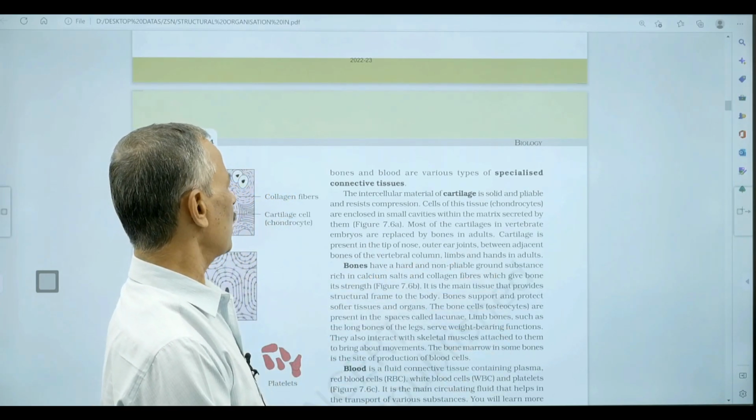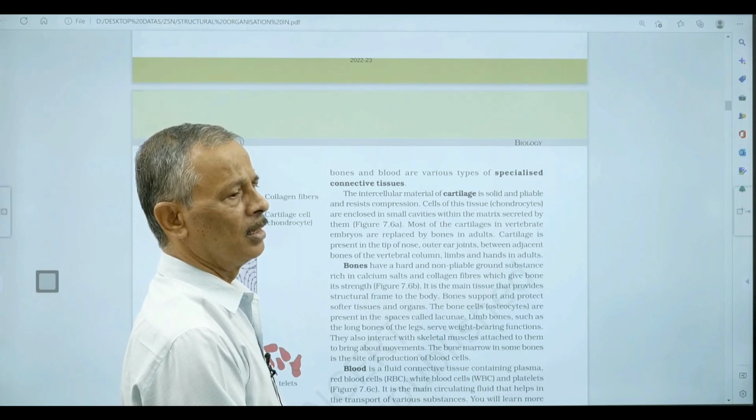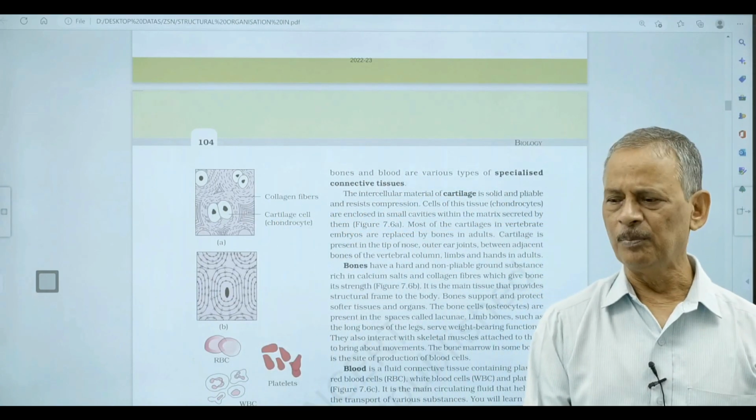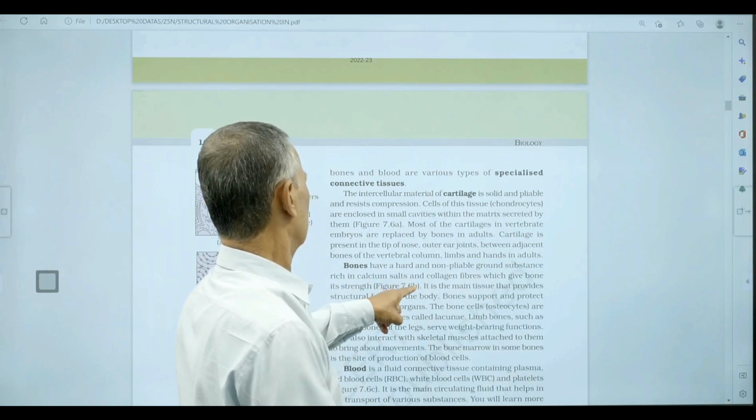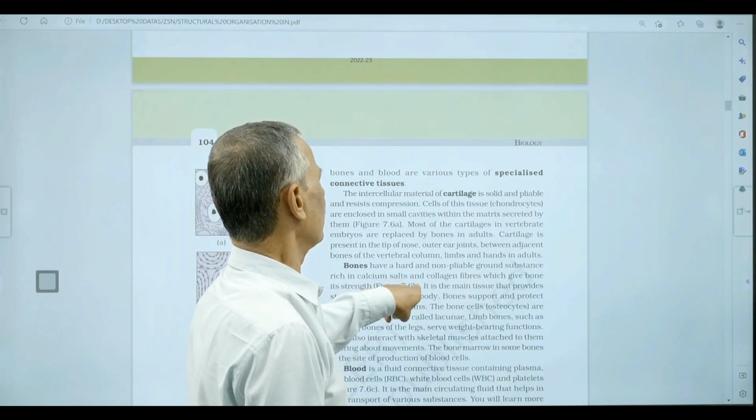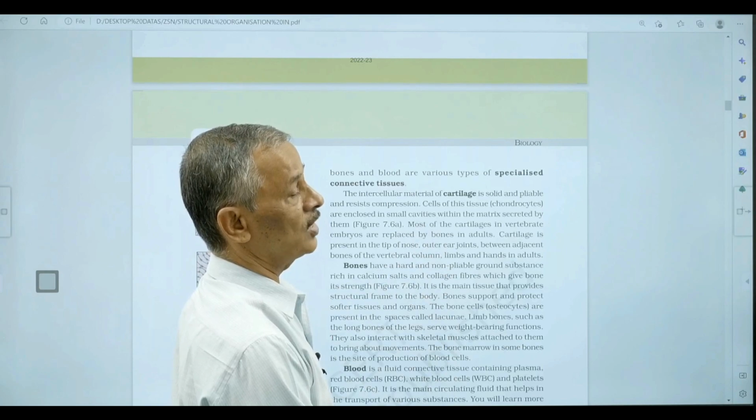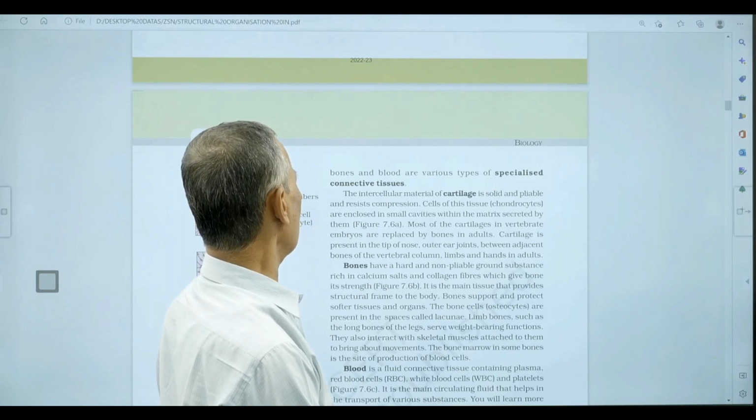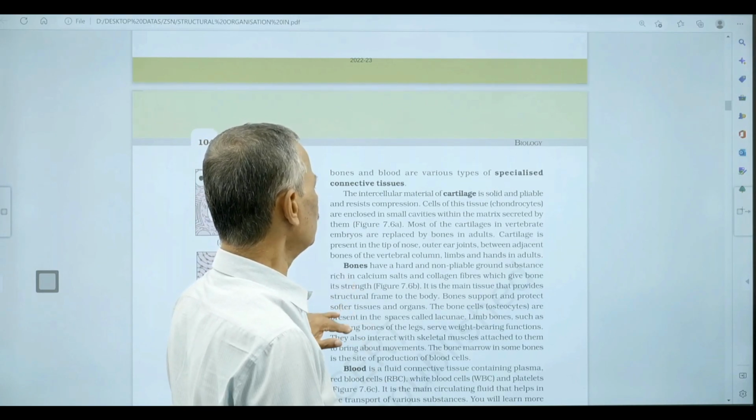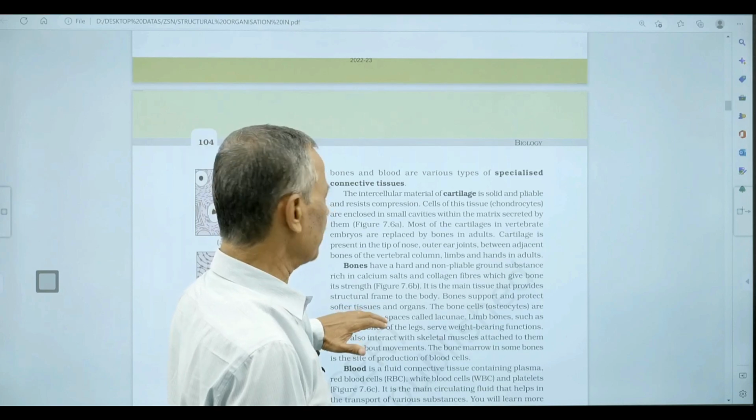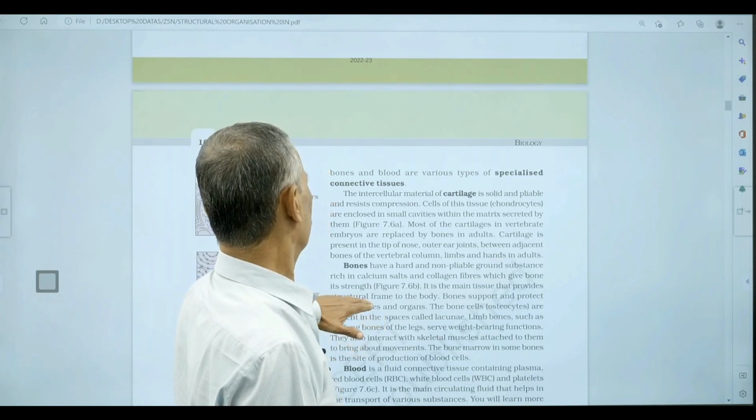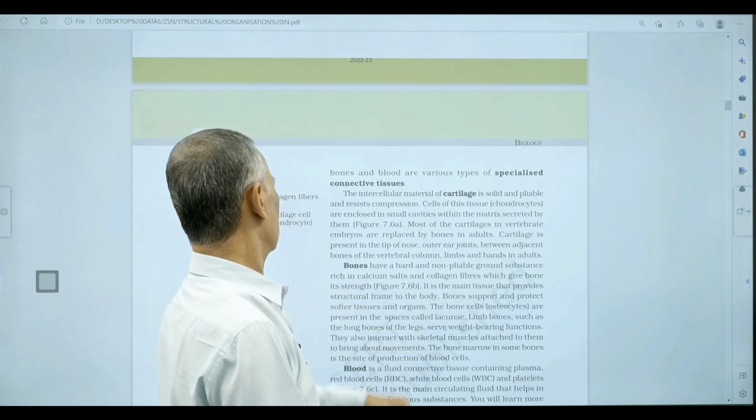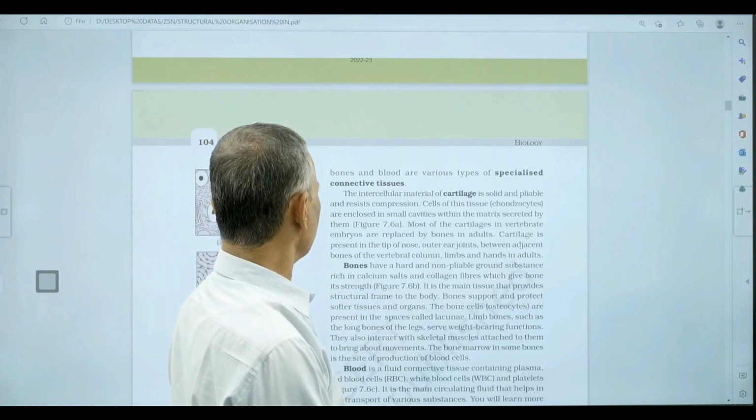Why are the bones hard and non-pliable? Because their matrix has abundant fibers and calcium salts. What calcium salts? Calcium phosphate and calcium carbonate. That is why the bones are hard. It is the main tissue that provides mechanical support and rigidity to our body. It gives a structural framework to our body. They support and protect the soft tissues and other organs.